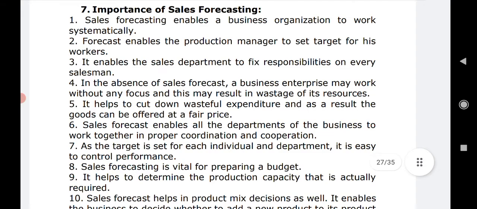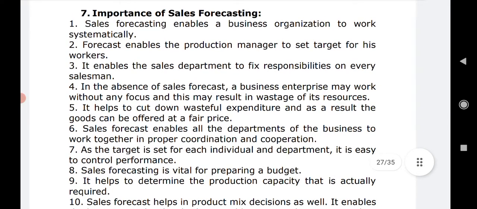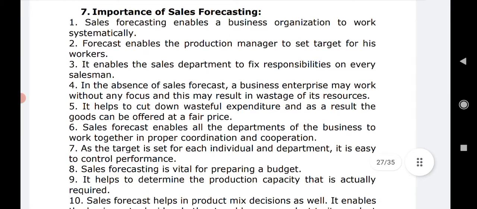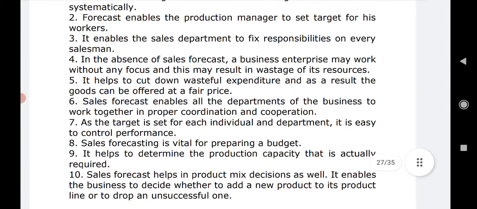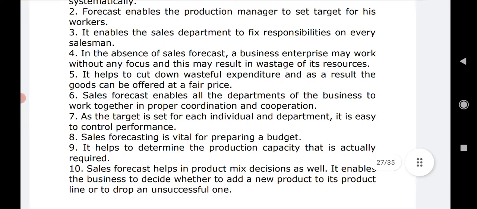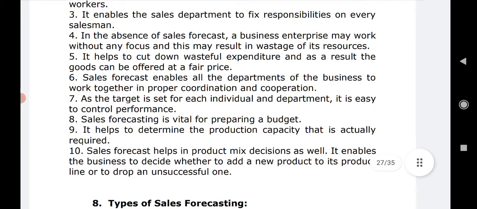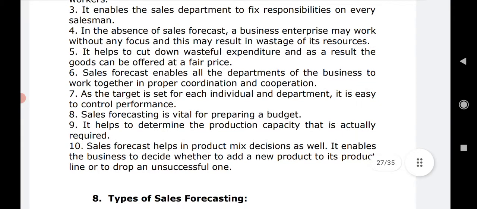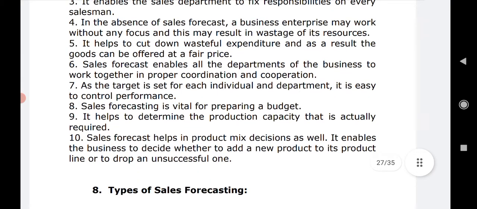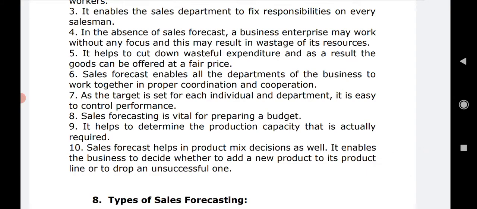Here we are going to see a few of the importance of sales forecasting. Though we have studied it indirectly, let us see it in the form of points. So sales forecasting enables a business organization to work systematically. Next, forecast helps the production manager to set the target. Next, it enables the sales department to fix the responsibilities on every salesman. Next, in the absence of sales forecast, a business enterprise may work haphazardly or without any focus, and this may result in the wastage of resources.